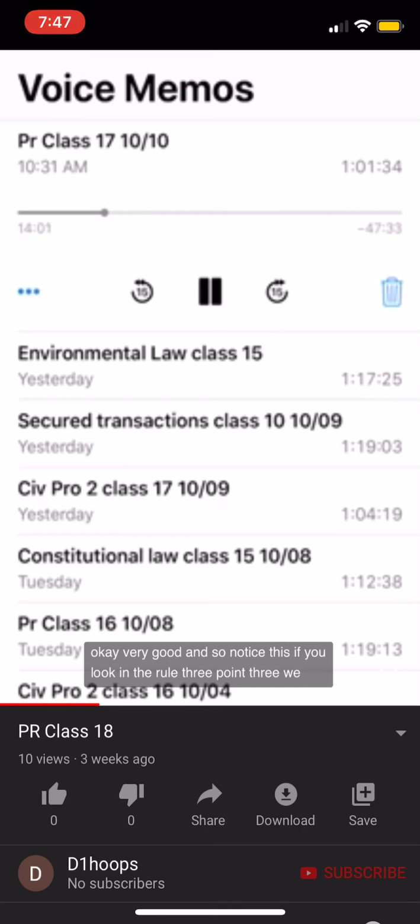And so notice this. If you look in Rule 3.3, we know that we can't present false testimony. We certainly want to avoid that, so we want to make sure we can substantiate that. So should we file the affidavit? Probably not now. And we can look at Rule 3.3 to give us guidance.